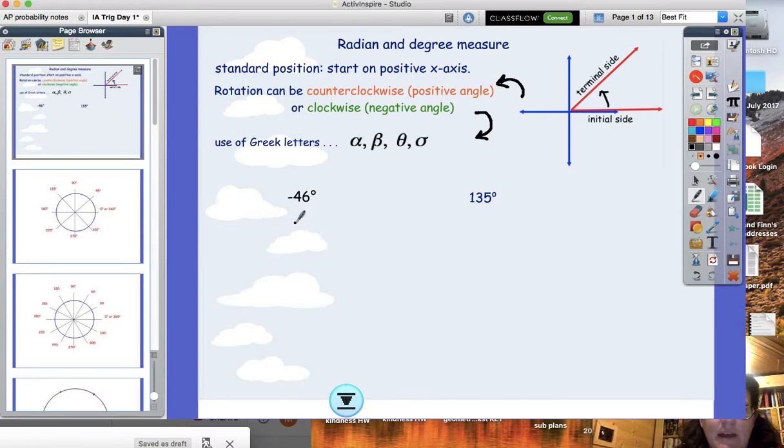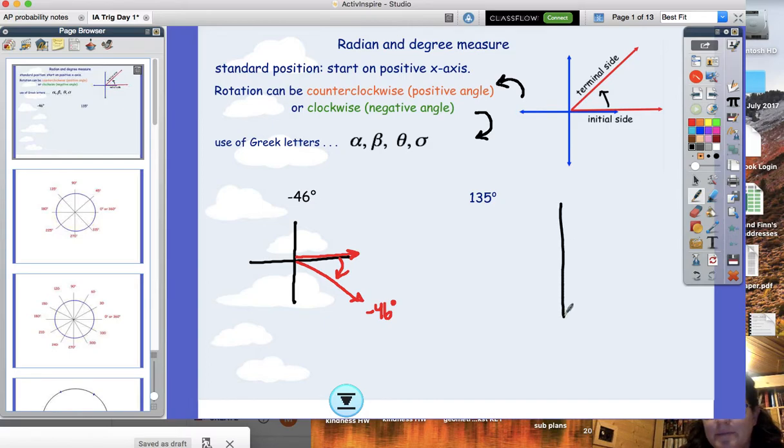So if I have a negative 46-degree angle, my initial side is always supposed to be on the positive x-axis. So my initial side should start here. And if I have a negative angle, I'm going to go clockwise from there. And I'm going to estimate about 46 degrees, maybe something like this. So this right here would be a negative 46-degree angle. The negative is just indicating the direction that I'm going is clockwise.